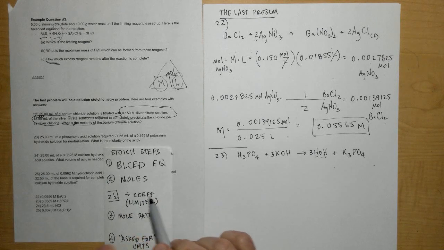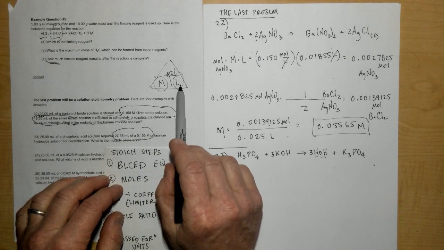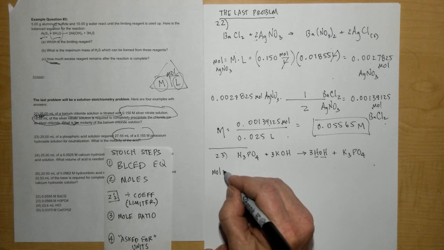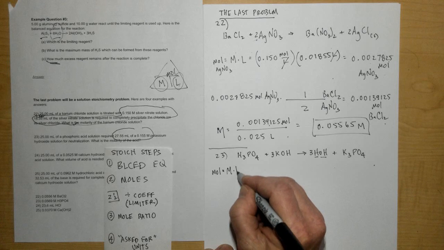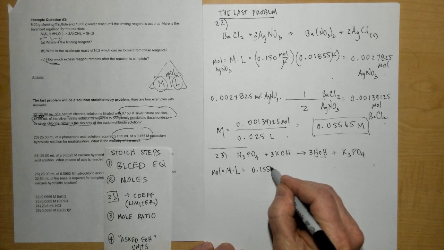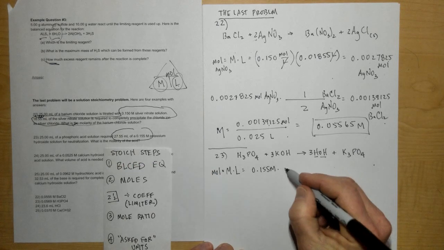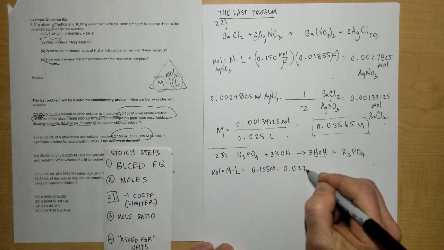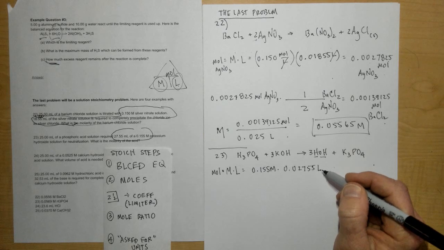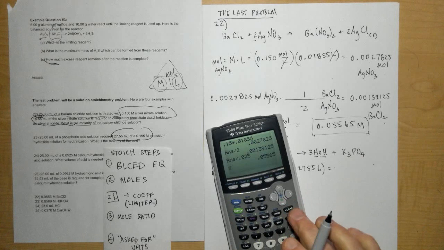Step number 2, convert to moles. And so I'm given a volume and a molarity. If I get a volume and a molarity, I can find moles. And so my moles are equal to my molarity times my liters. And my molarity is 0.155 molar times my liters. Careful, 3 to the left, 1, 2, 3, 0.02755 liters of my potassium hydroxide solution. Multiply those two together on my calculator.